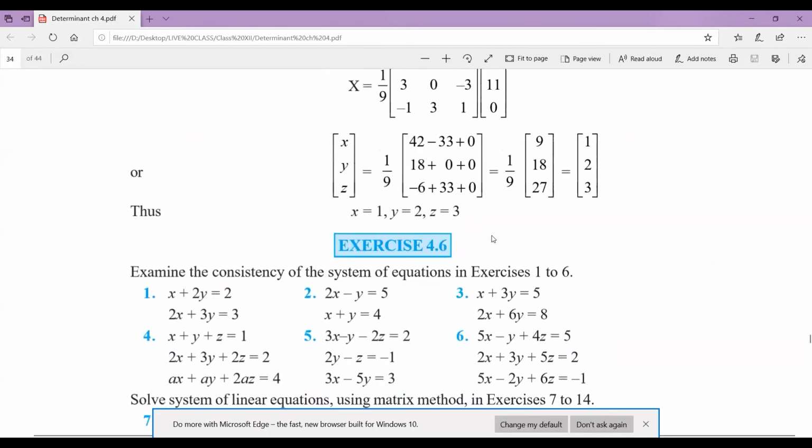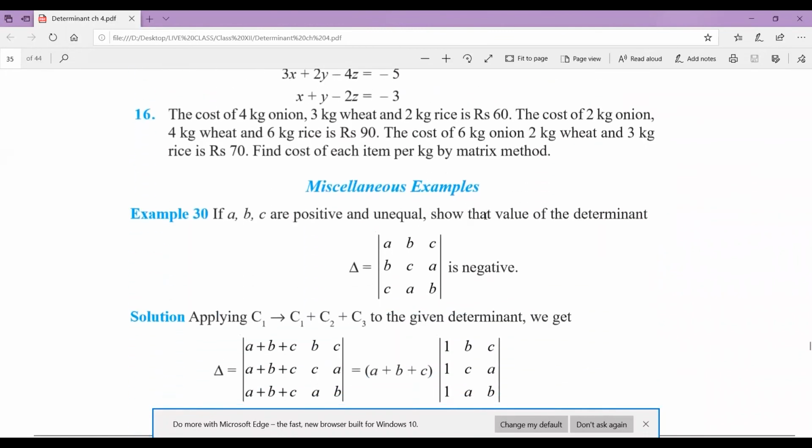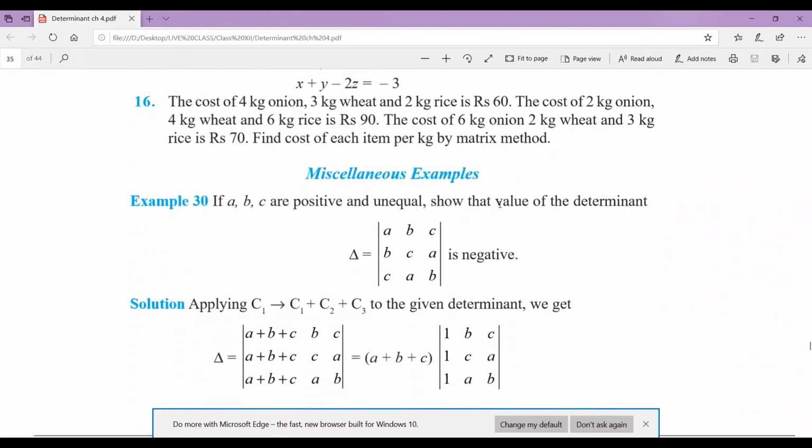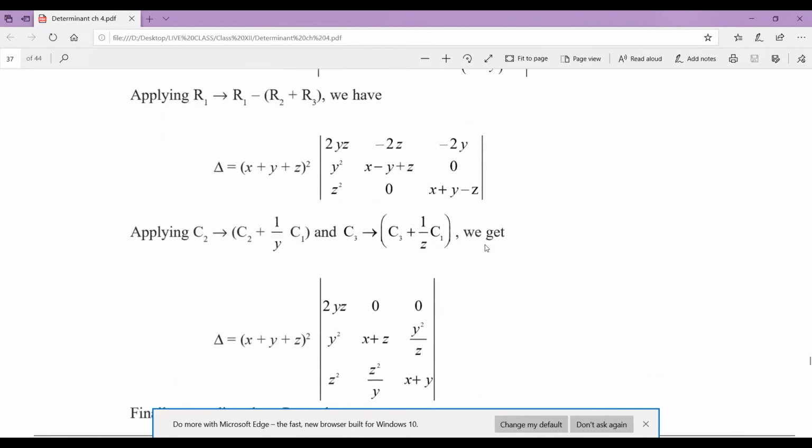Okay, so this is all for today. I think we will discuss the miscellaneous part in the next class. All of you, please try to cover this miscellaneous part yourself. We will discuss some of the questions, but please try yourself too.